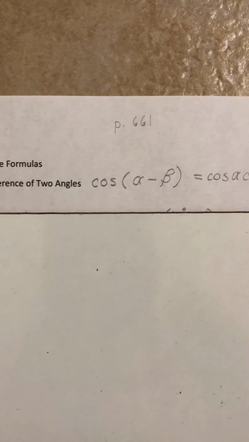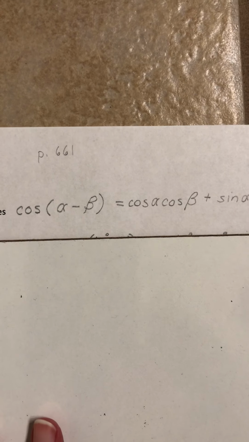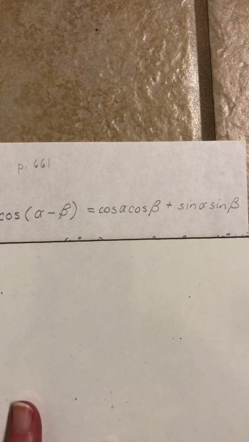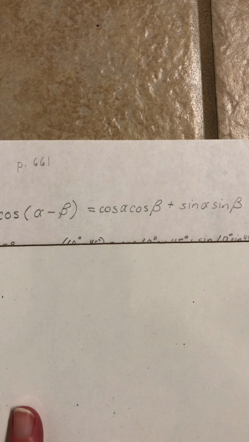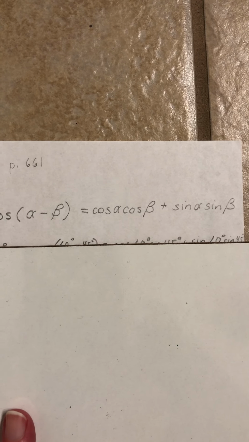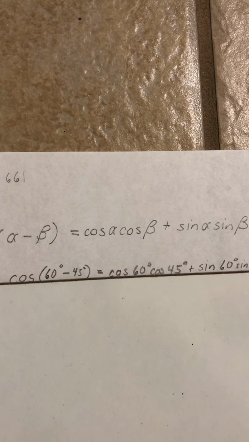Lesson 5.2, Sum and Difference Formulas. The cosine of the difference of two angles. This formula can be found on page 661 of your book. The cosine of alpha minus beta is equivalent to the cosine of alpha times the cosine of beta plus the sine of alpha times the sine of beta.